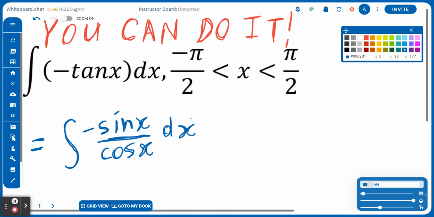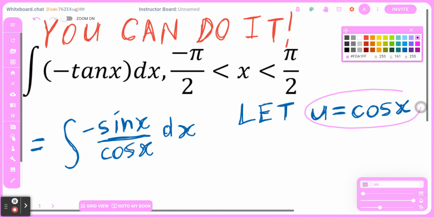Now here's what you have to do. On the side, you have to let u be the difficult part. And again, in this case, u equals cosine x. Now why is that? When you think about u, which is cosine x, by the way, and I'll put this in a different color for you, the derivative of cosine x equals negative sine x.